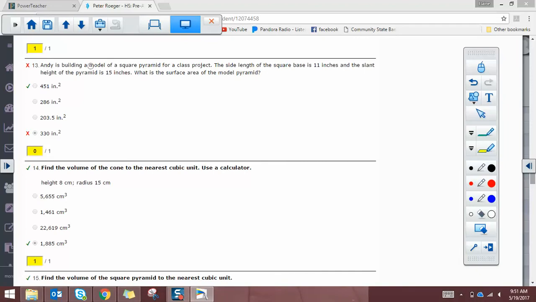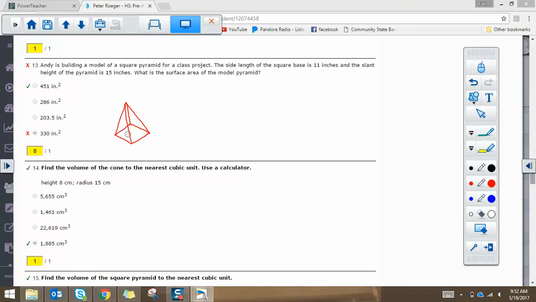So I'm going to draw a square pyramid, so it has a square base, and I'm going to try to make it look more 3D. I'll draw it at a little bit of an angle. So it has a square base. There we go, that's pretty good. So a square pyramid means a square base.